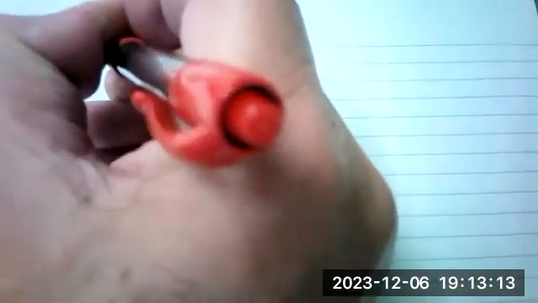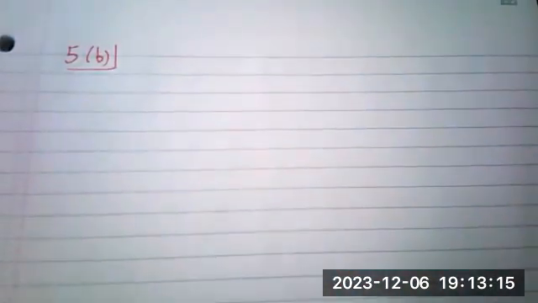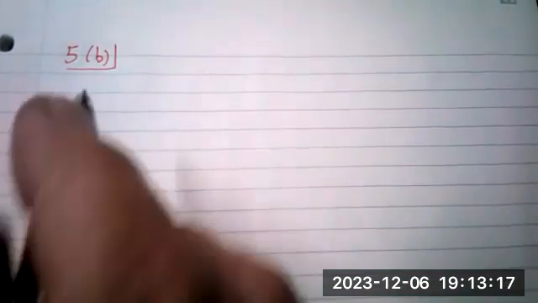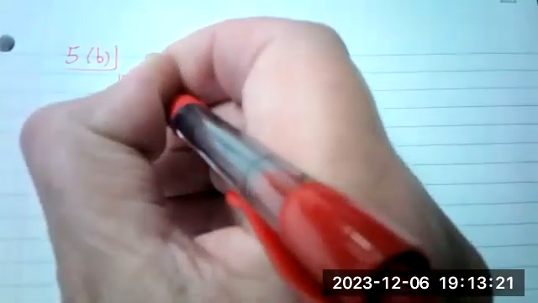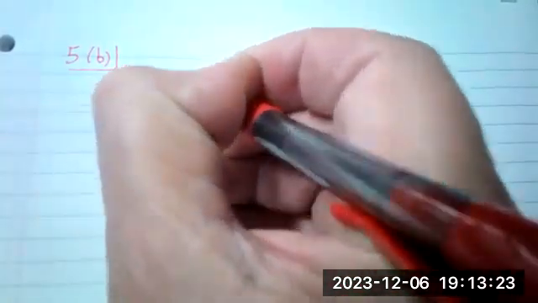Okay, we go for the type 2, second part. So that's number 5, part B. The equation that we got to solve is this one: y prime, y double prime minus x equal to 0.